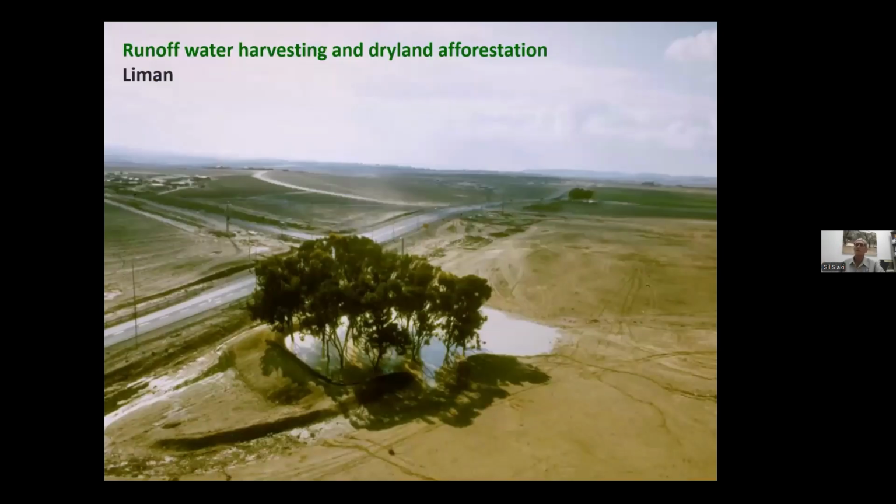In this case, you see a liman made by us along roads, but not only along the roads, also inside the land, inside the area where we are doing forest. And it is used like a sink. It gets all the water from the source area, from around the watershed.